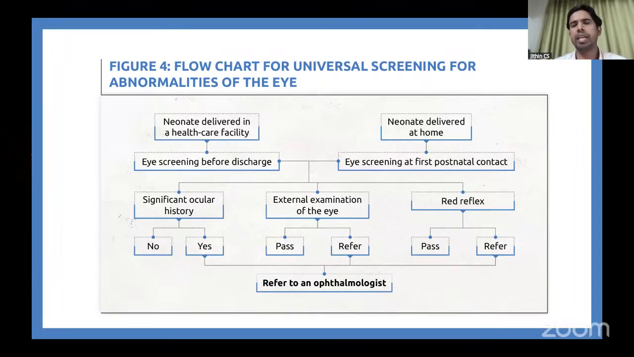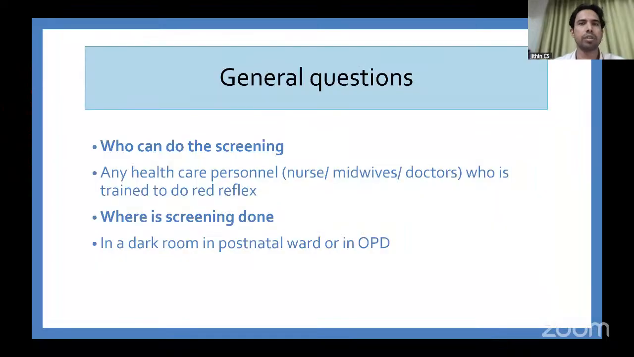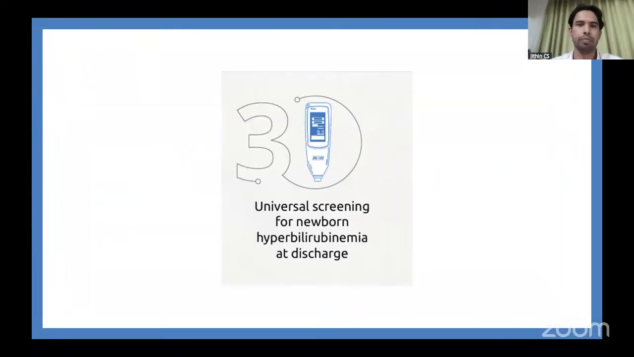So if there is any abnormality with the external examination or red reflex, we generally refer the kid to an ophthalmologist. So this screening can actually be done by any healthcare personnel who is adequately trained to do a red reflex. And the screening for red reflex is usually done in a dark room at patient bedside.